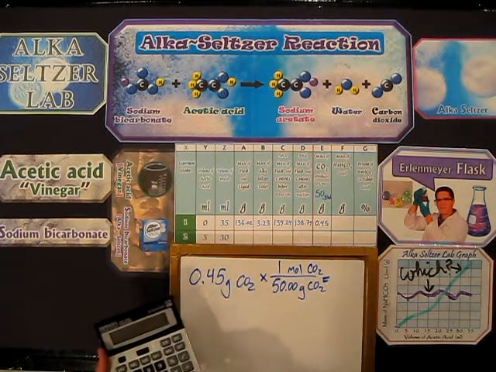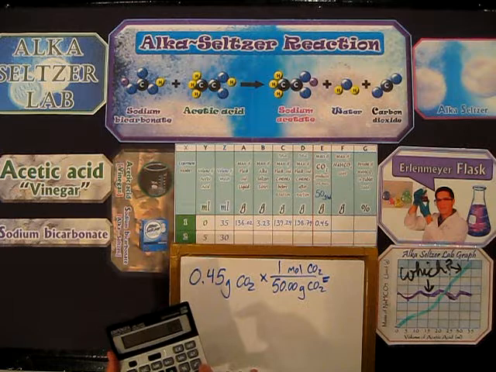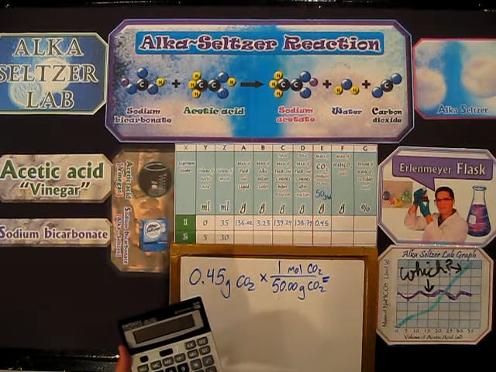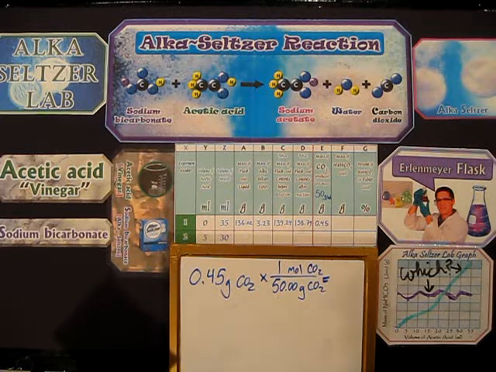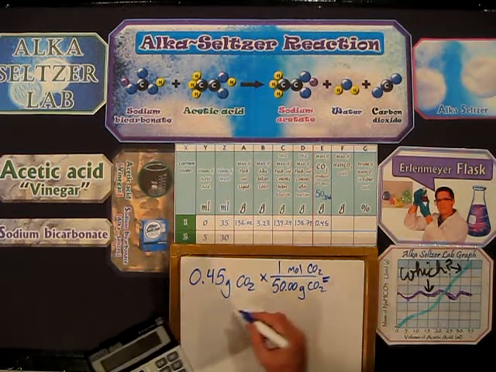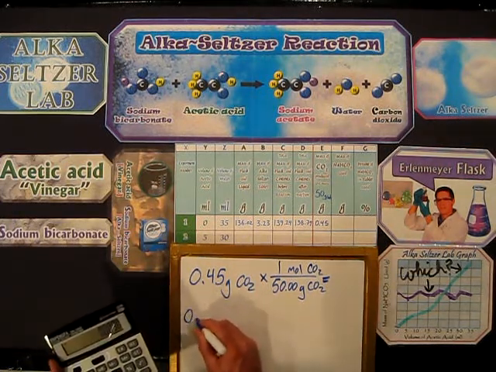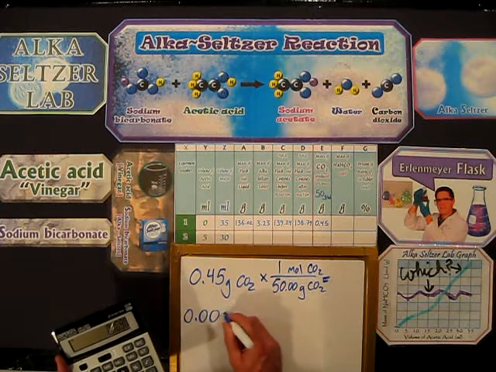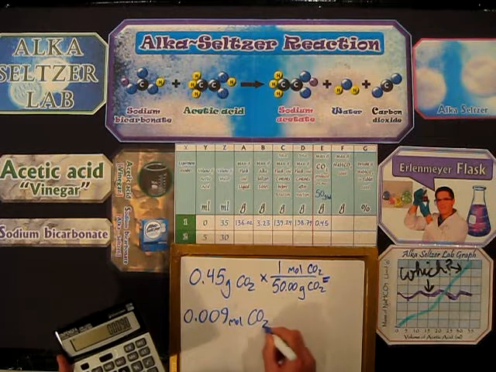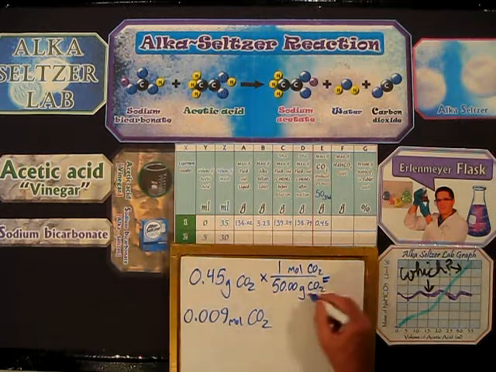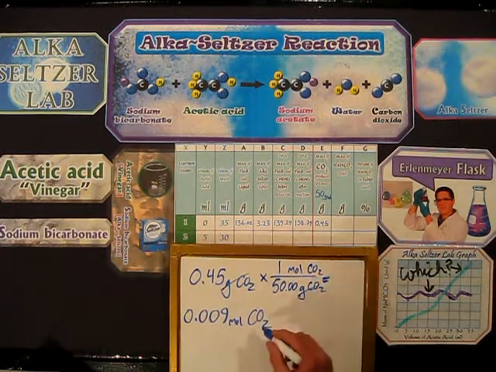I'm going to get 0.45 divided by 50 equals, I'm going to write it over here, 0.009 moles of CO2. Okay? Because the grams will cancel, so I'll have moles of CO2.